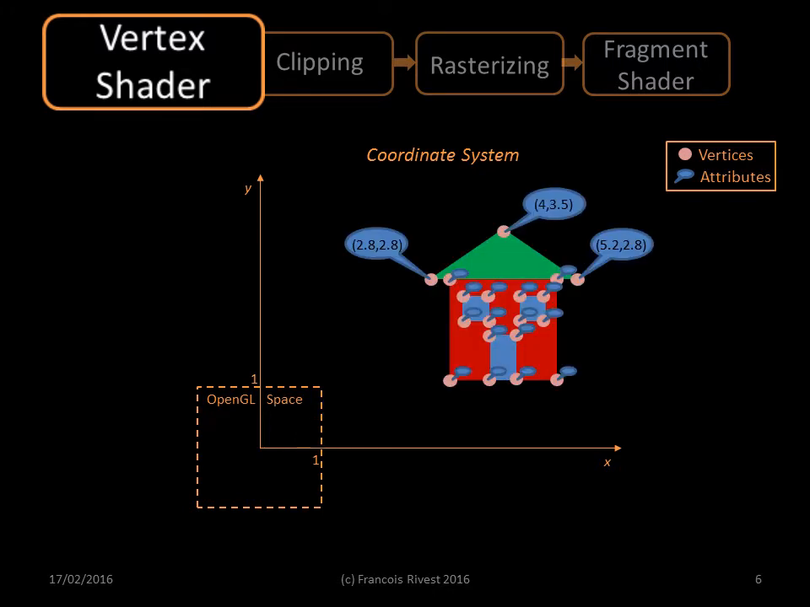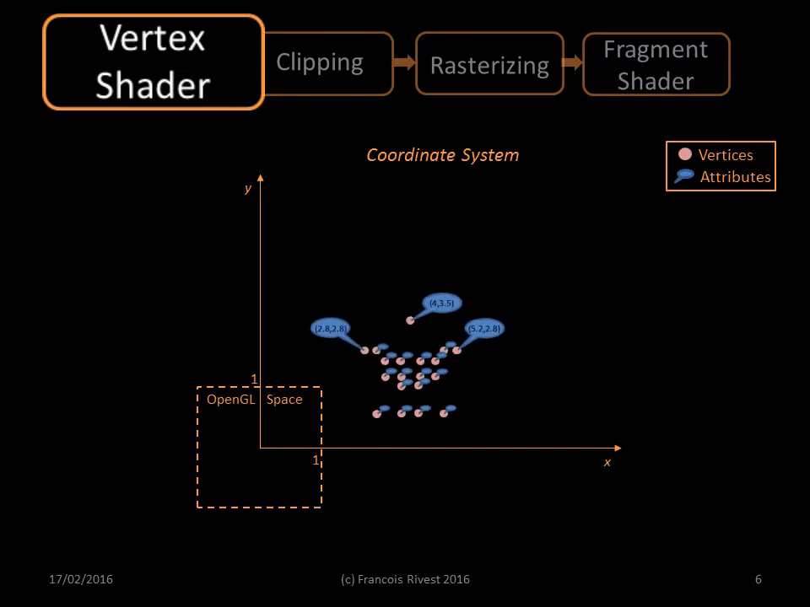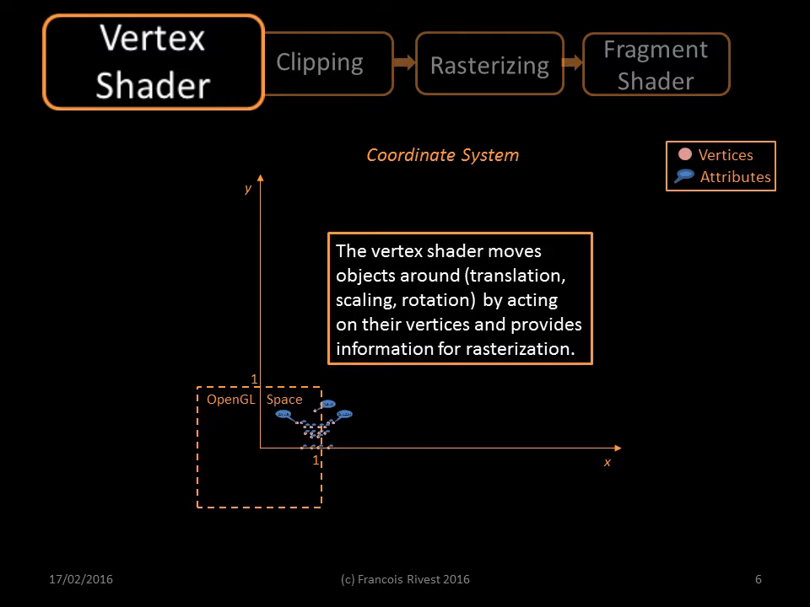So far, this house is really only a bunch of vertices with their attributes. The only thing we're really doing is changing all the attributes so that their coordinates fit in that screen. This is basically the task of the vertex shader, taking all the attributes and doing all the motion of the objects so that it's going to be in the part of the screen that we want. Translation, scaling, and rotation are the most important part of the vertex shader. So the vertex shader moves objects around, translating, scaling, rotating by acting on their vertices, and provides information for rasterization.